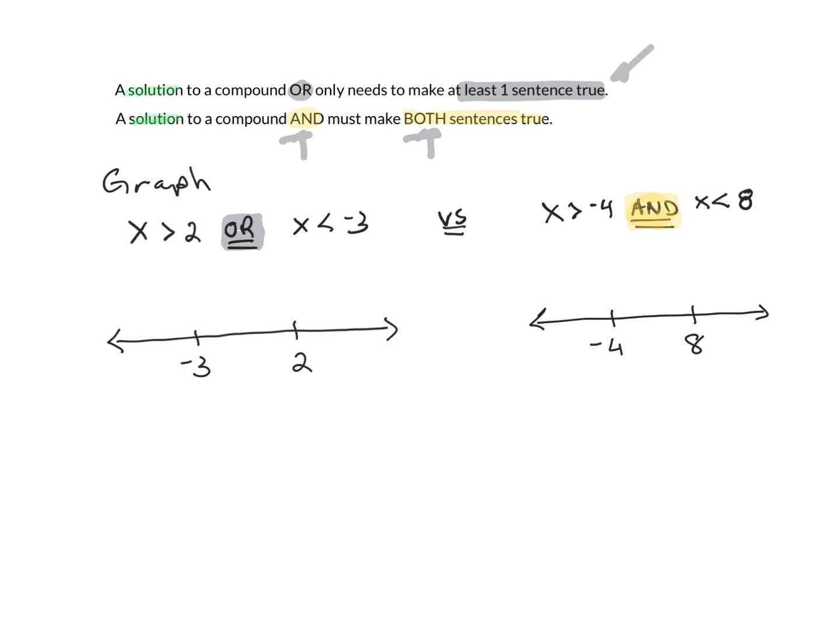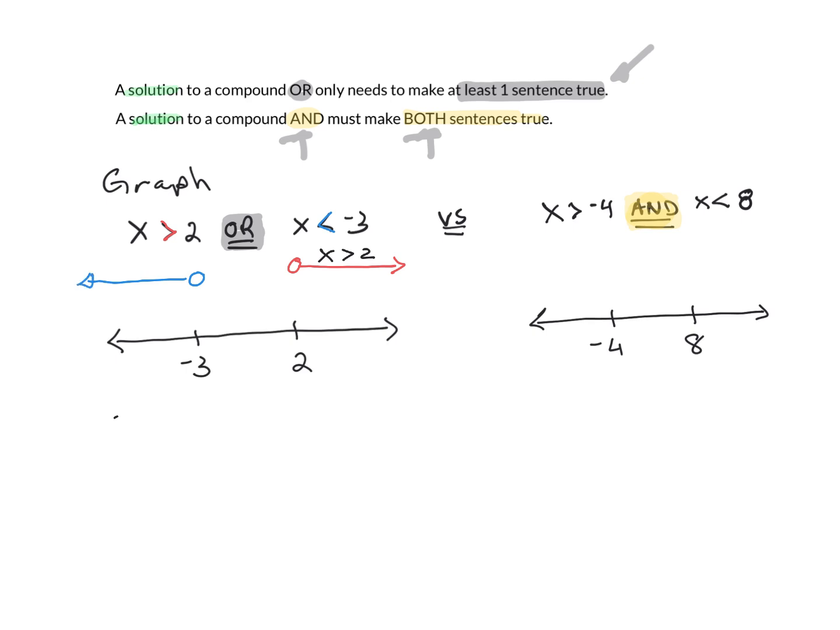So where are all the solutions that are bigger than 2? If we go above the number 2, open circle, all the numbers greater than 2 are to the right forever and ever and ever. These are all the ones that will make that first sentence true. And then where are all the numbers that are less than -3? That is from here to the left forever and ever and ever.